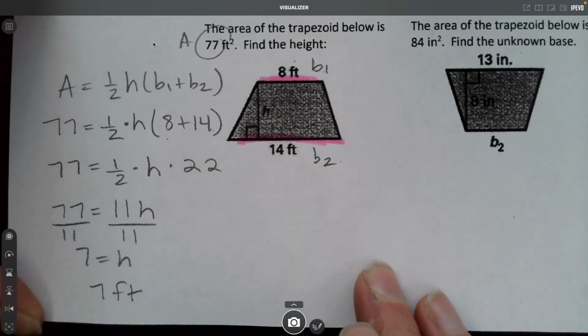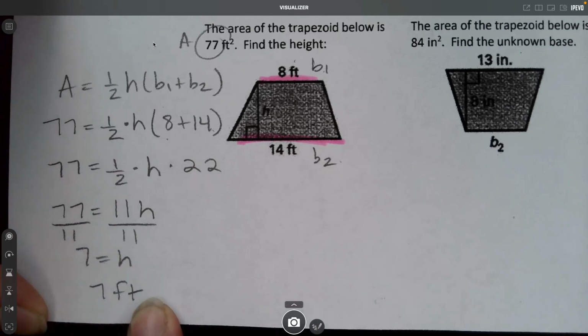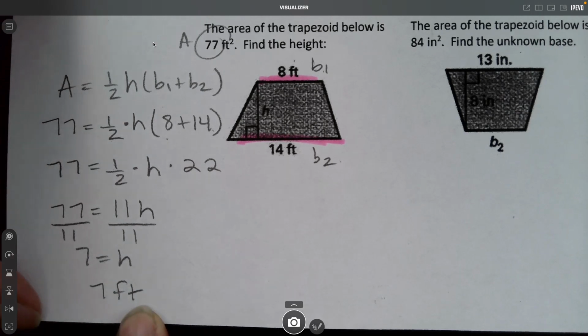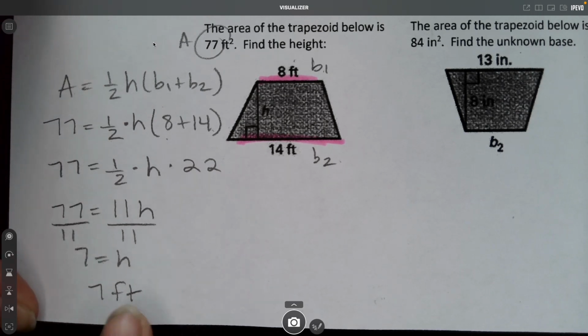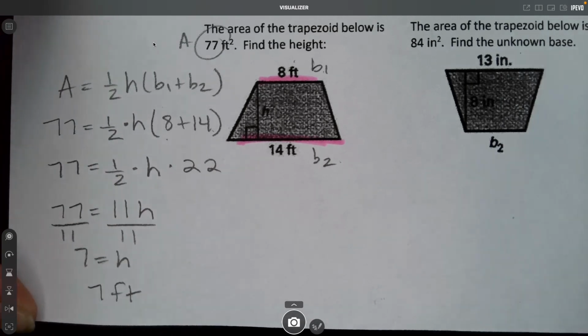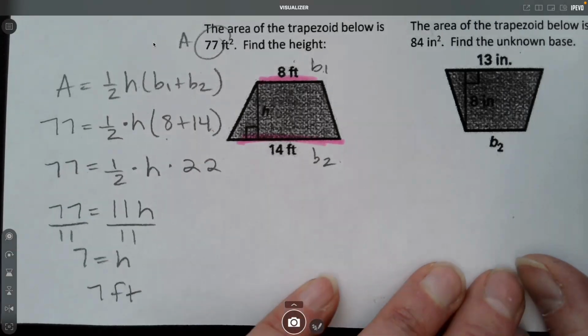So my height is not going to be feet squared. It's just a distance. So a distance is not going to be squared. It's just 7 feet like you would normally measure like someone's height or the length of a table or something. So it's just feet. When we look at area, we're looking at like square tiles to cover something. And that's why it's squared, because we're looking for square tiles to cover.